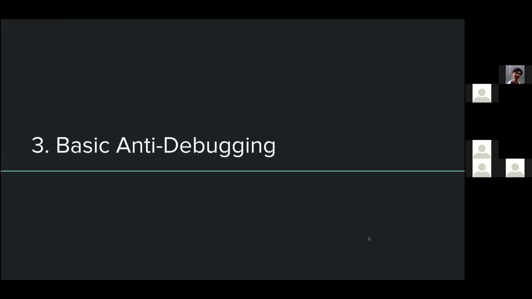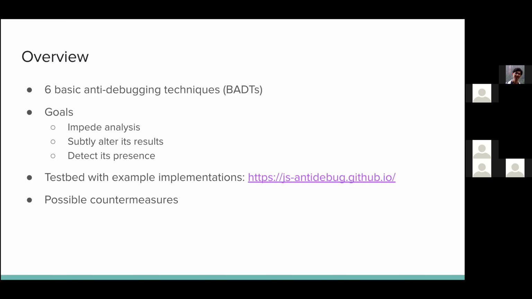Right, so now going into the actual techniques. The first section involves 6 basic anti-debugging techniques, and these techniques have 3 goals. The first one is to impede analysis, to prevent the analyst from being able to do any analysis work. The second one is to alter the results, which means that the program behaves differently when it's being analyzed versus when it's not. The last one is to detect whether an analyst actually has the developer tools open.